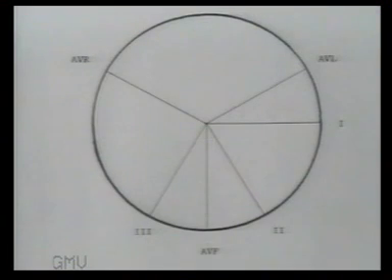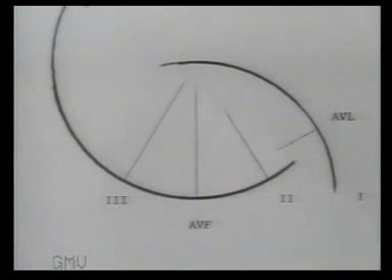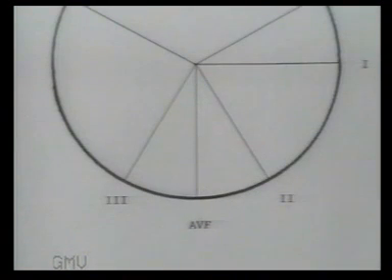What we must remember always is that lead 1 and AVL are anterior leads directed to the anterior and left wall of the left ventricle, while leads 2, 3 and AVF are inferior wall leads directed to the inferior wall of the left ventricle. Leads 1 and AVL are leads to the anterior wall, and leads 2, 3, AVF are leads to the inferior wall.